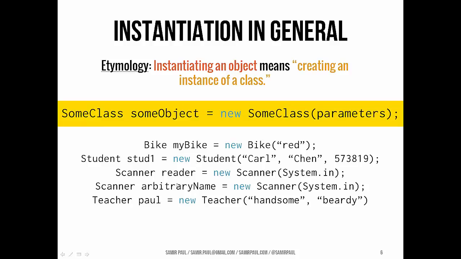It's going to use the keyboard, and I could call it arbitrary name. I could make a variable that refers to that object, and that variable is called arbitrary name. Likewise, I could say, hey, make me a new teacher object. This teacher is handsome, he's beardy, and I want to refer to him as Paul. So these are all examples of instantiating objects.